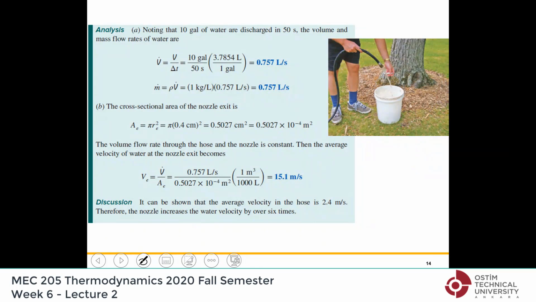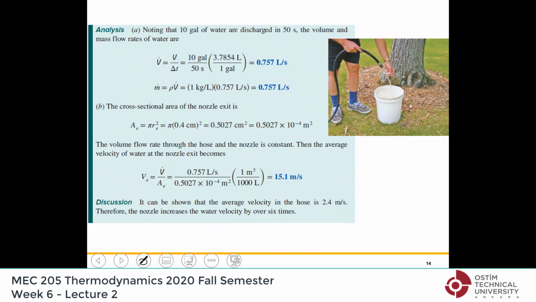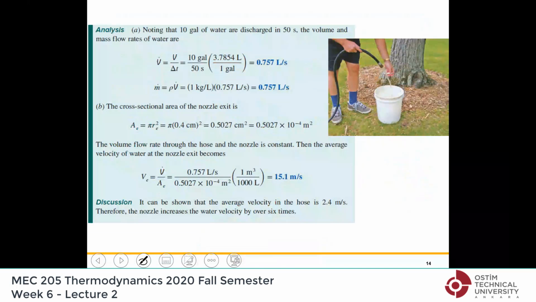Volume flow rate. It looks like, okay, this is the US version of the book. So take this to be, okay, let's use these numbers. Here it says 40 liters, but change it to 10 gallons. Okay, 10 gallons. And 1 gallon is about almost 4 liters, as you see here.